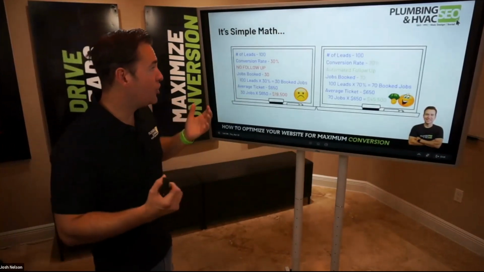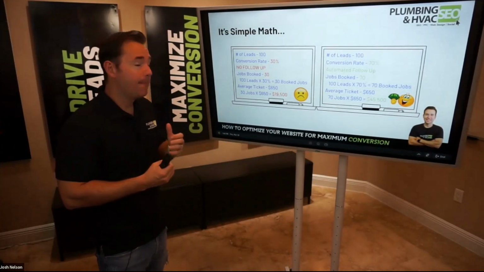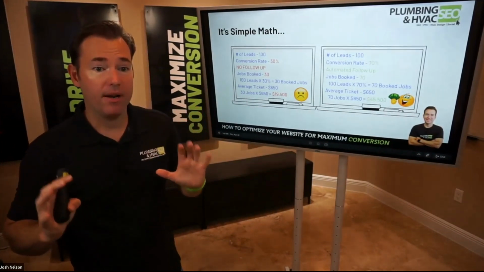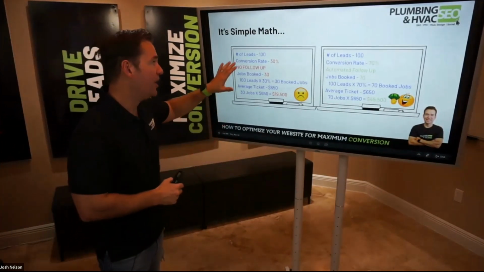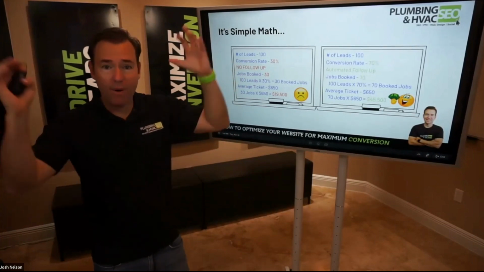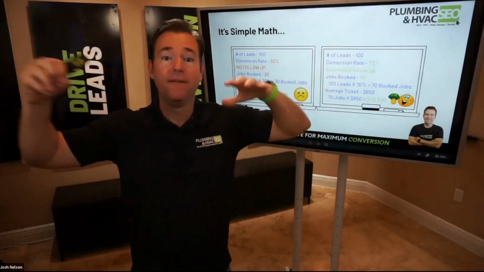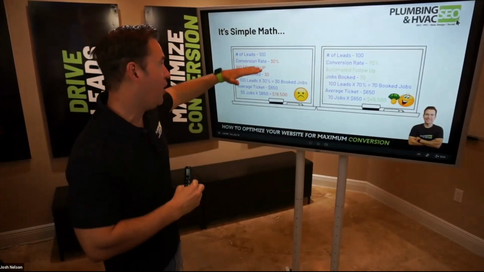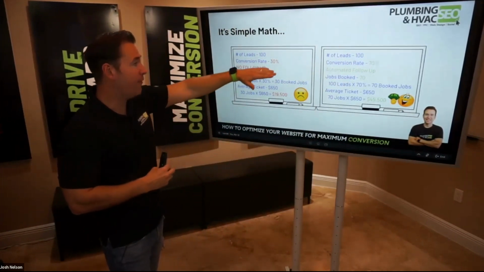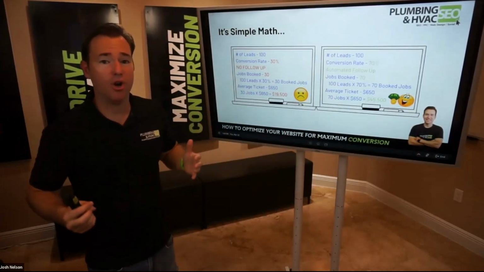And I'll just show another example of this. Again, typical scenario, and it's unfortunate, but we see it all the time. We generate 100 leads, right? So we've got our website, we've got our pay-per-click, we've got our different marketing strategies in place. We generate 100 leads for the business, we only convert about 30% of them because we're not using automation, right?